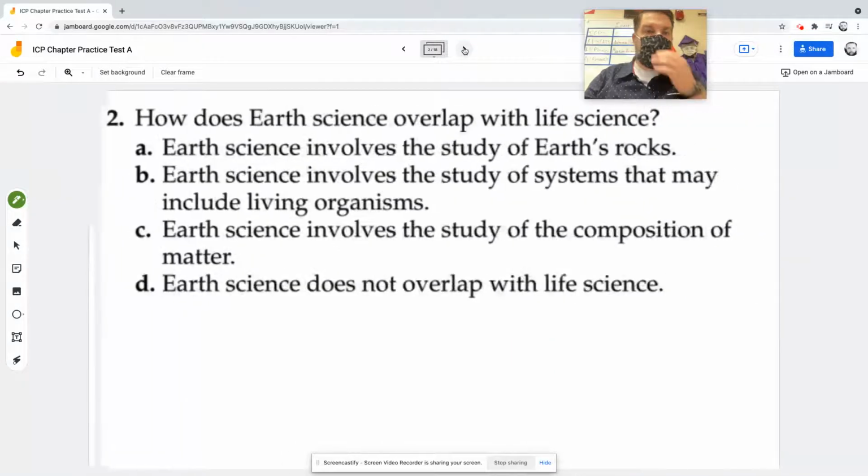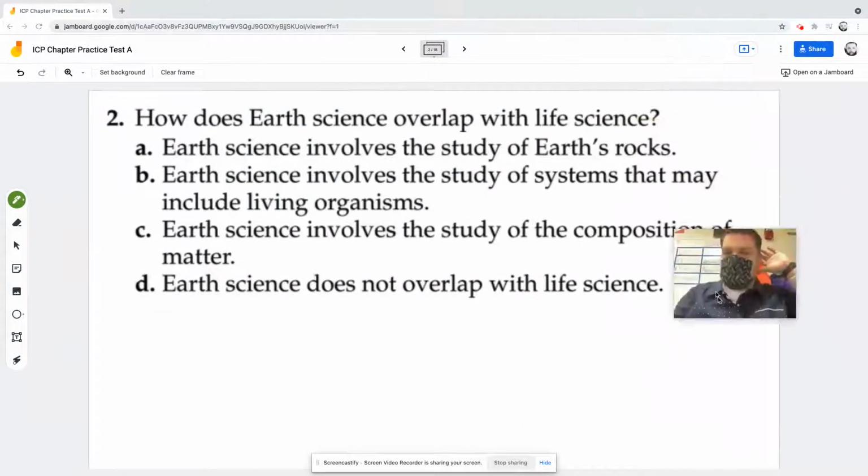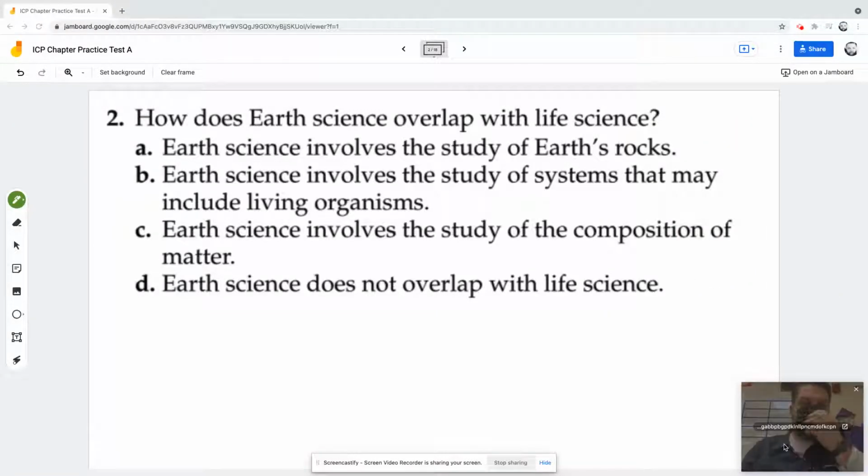Let's move on to the next question. Question number 2. How does earth science overlap with life sciences? What do you guys think the answer is? Yes. Did you say B? Yep. B. Earth science involves the study of systems that may include living organisms. Go ahead and grab one of those worksheets. We're going over it right now.